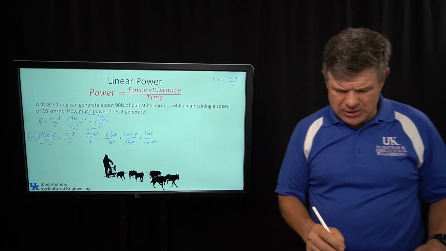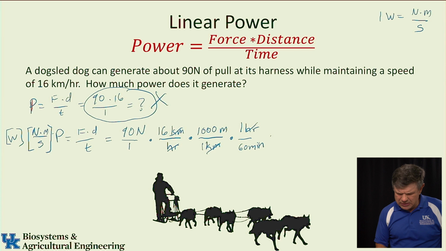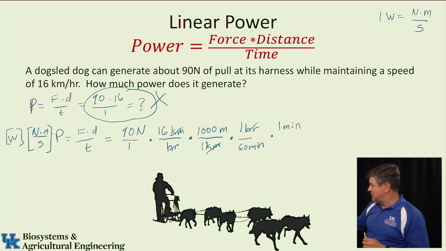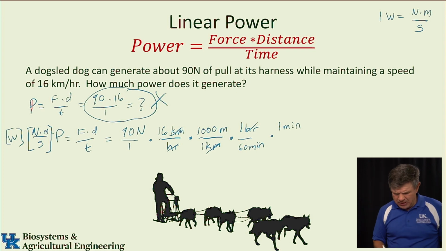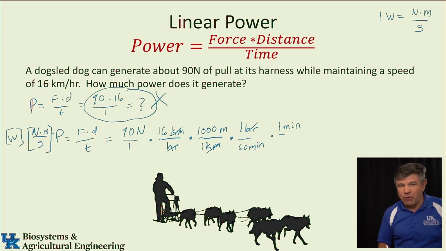So I just do this again. I need to put 1 minute in the numerator, because the one I want to get rid of is in the denominator, at the bottom. So I say 1 minute for every, how many seconds are in a minute? There's 60 seconds in a minute. The minutes cancel off.